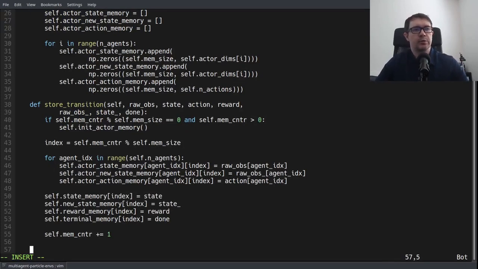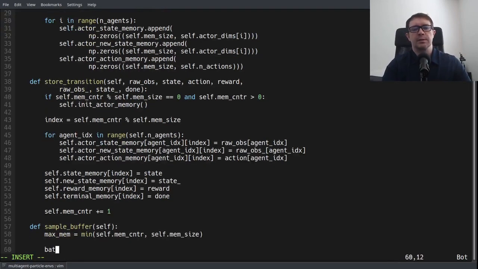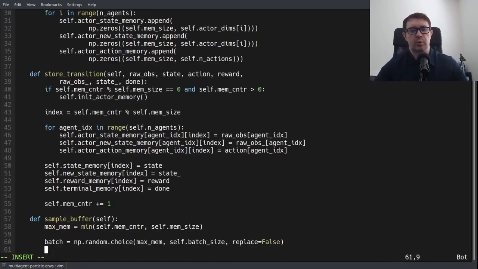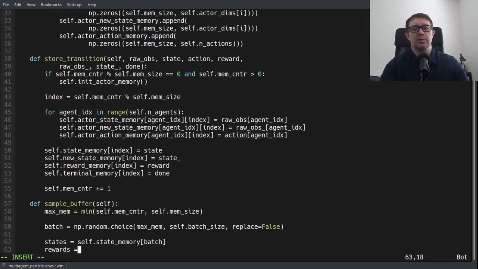Next, we have to handle the function to sample our buffer. And that doesn't take any inputs. The first thing we want to know is what is the highest position we've filled in our memory, because we don't want to sample a bunch of zeros. And that's given by the minimum of memory counter and mem size. Let's get our batch, random choice, max mem, self batch size, and replace equals false just ensures that we don't get the same memory twice. States equals self state memory batch, rewards.